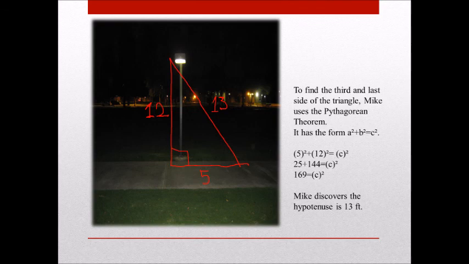To find the third and last side of the triangle, Mike uses the Pythagorean theorem. It has the form of a squared plus b squared equals c squared. So you plug that in, and it's 5 squared plus 12 squared. And multiply those together, it's going to be 25 plus 144. That equals 169. And the square root of 169 is 13. So Mike discovered that the hypotenuse is 13 feet.